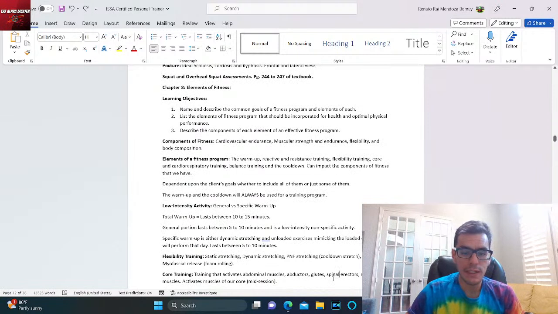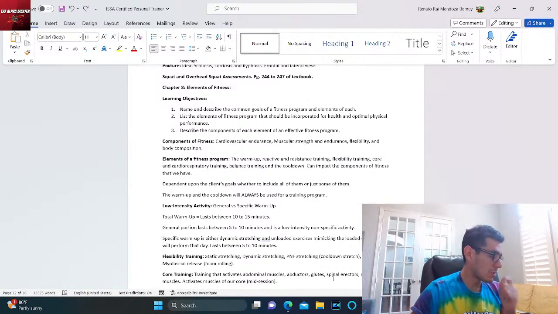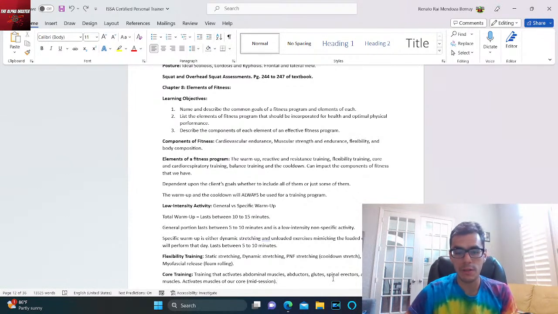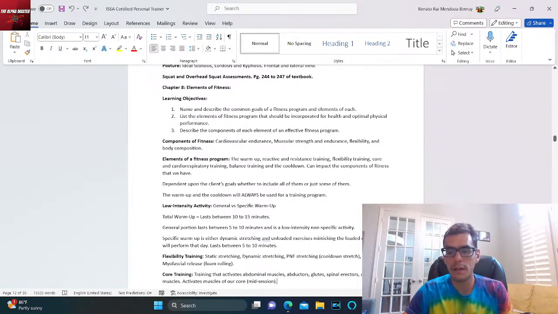For core training, you have training that activates the muscles of our core, our midsection: the abdominal muscles, abductors, glutes, spinal erectors, and pelvic muscles. The core is the midsection, so this is core training.